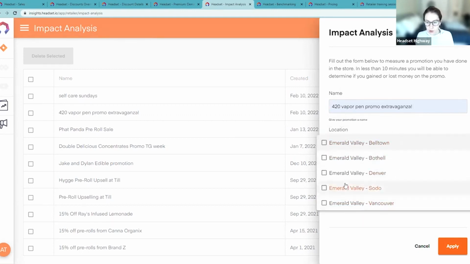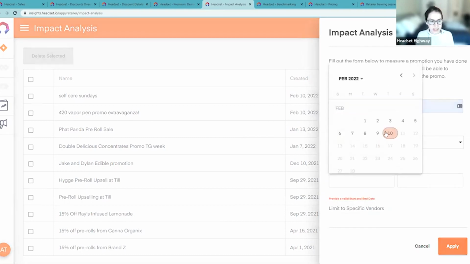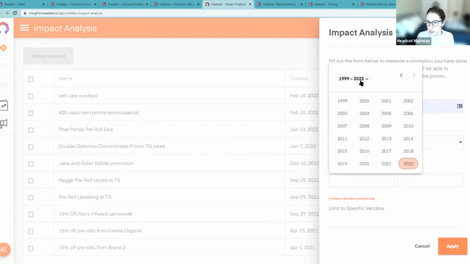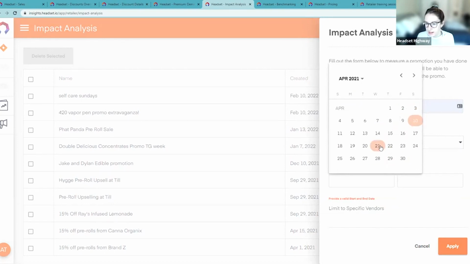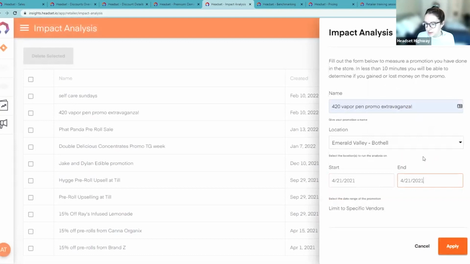Whatever location you want to look at, you can look at all of them, or if it was just at one specific location, go ahead and click that as well. The start and end date. So with my 420 promo, I think I chose just the day of 4/20 last year. So we can go ahead and click on that. And then the end date will be the same date.